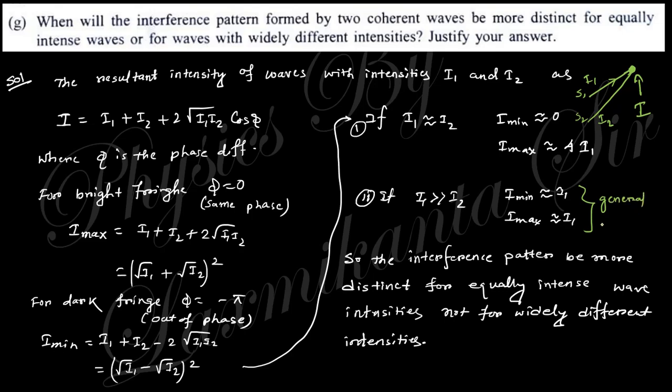General illumination. So this becomes like general illumination. But here you can see the minimum is 0, maximum is 4 I1. So a distinct interference pattern will be obtained.